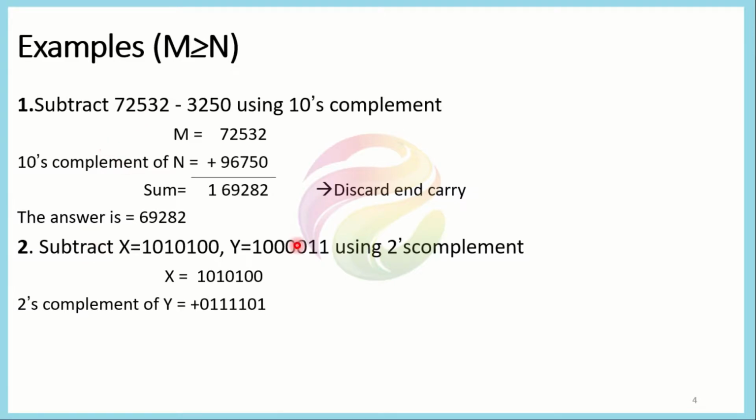Now we will be doing another example, but this time for the binary system. Suppose we have two binary numbers, x and y, or you can just call them m and n. We need to subtract x minus y. So what we will be doing is taking the 2's complement of this y. First we will write x here as this one, and when we write y here, we will actually be taking its 2's complement.